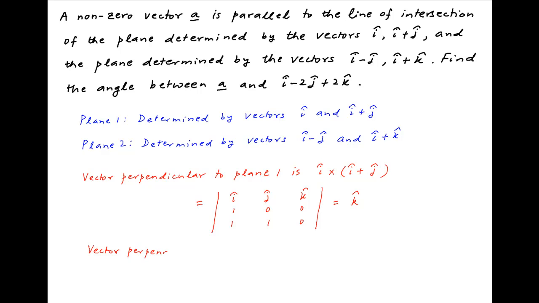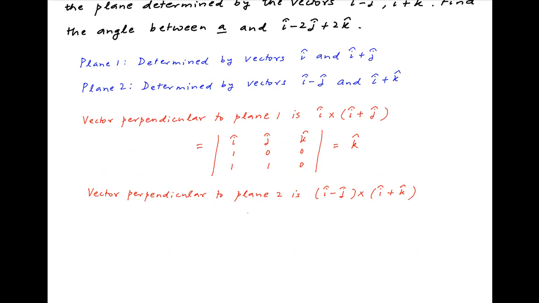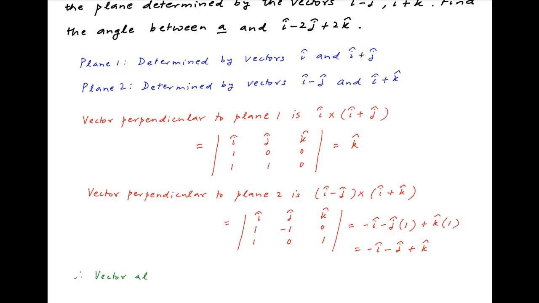Now similarly, a vector perpendicular to plane 2 is given by the cross product of vectors i minus j and i plus k. This can be expressed in determinant form. The first row is i, j, k. The second row is the components of vector i minus j, which is 1, minus 1, 0. And the third row is the components of vector i plus k, which is 1, 0, 1. This simplifies to minus i minus j plus k.